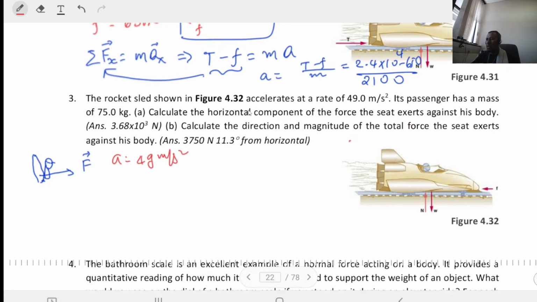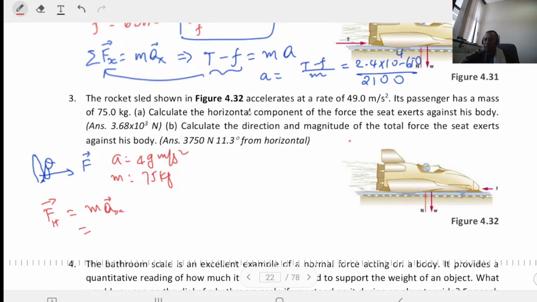Guys, you know the unit. It has got the mass. Mass is 75 kg. Therefore, what's the force then? Force horizontal. Of course, that force F is equal to mass times acceleration. It's easy. Force is along x.